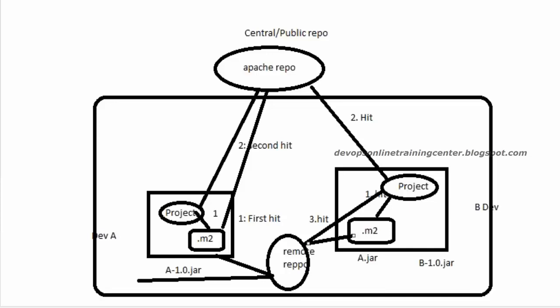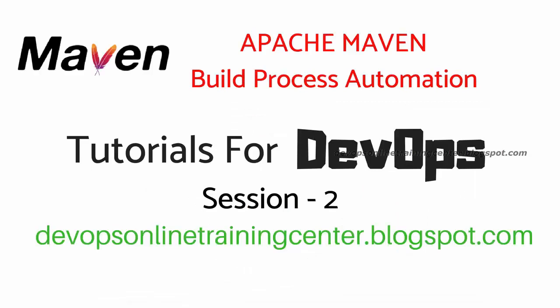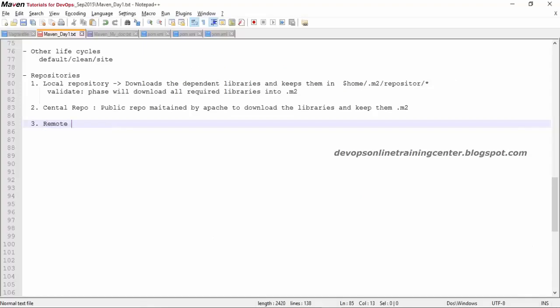first. Anyway, because the sequence is .m2, central repository, remote, right? So in the .m2 itself you got the jar, and it compiles fine. It will not go to the second and third hit even. So this is how the remote repository works, guys. Okay, and this is called the third type of repository, and the repository name is called the remote repo.